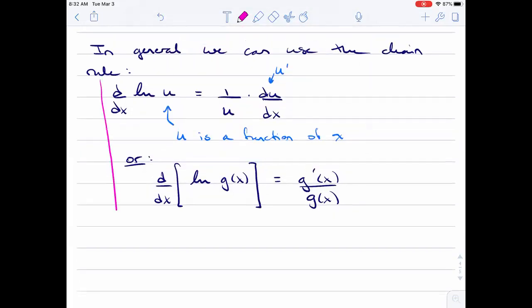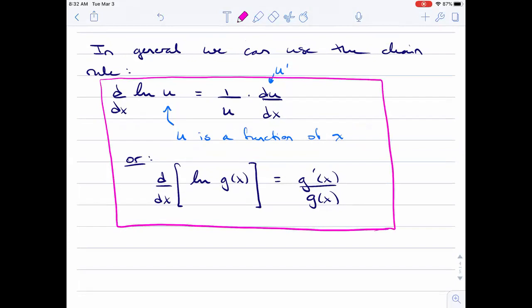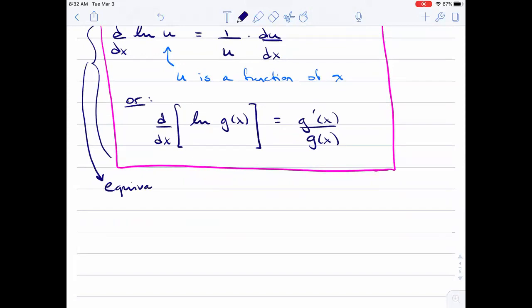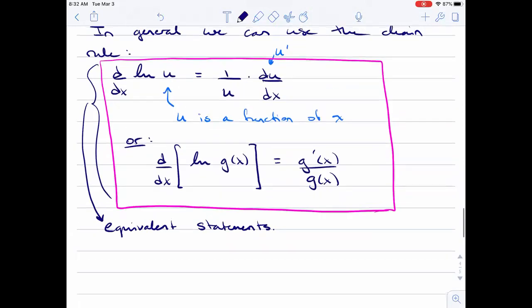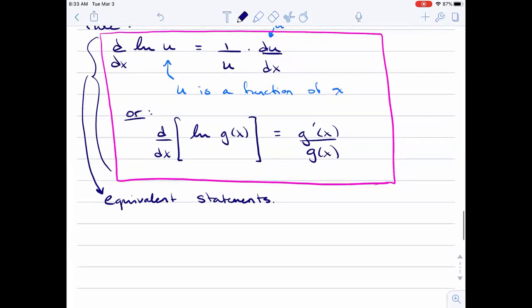So here, these say the same thing. These two are equivalent statements, whichever one you prefer. You only need one. I think I prefer the second one because it just clarifies that you've got g of x inside, but maybe that's just me. Okay.